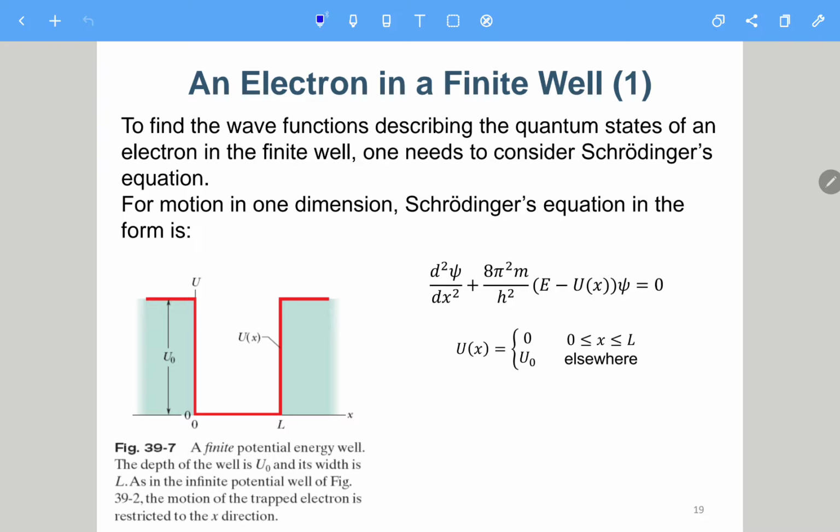But here, this is a more practical case because this U0 is finite, which means we refer to a finite electric potential, which is possible to be implemented for something like quantum computing. So here it says to find the wave function describing the quantum state in the well, we need to consider Schrödinger's equation, and here we have this condition. As we have a finite potential on the left side and right side, the probability there will not be 0, which means that the wave function for the left part and the right part will not be 0 either.